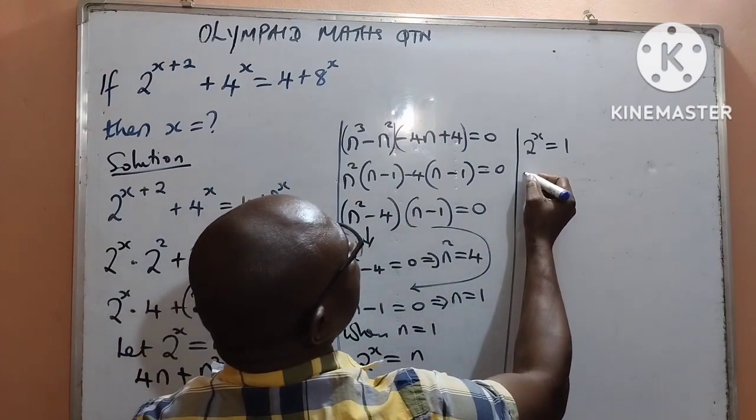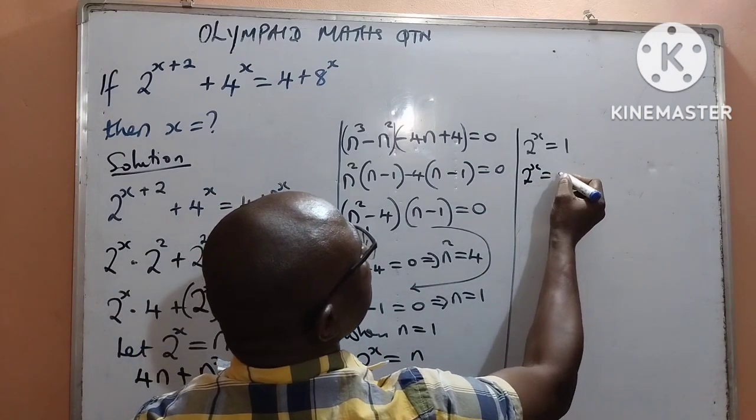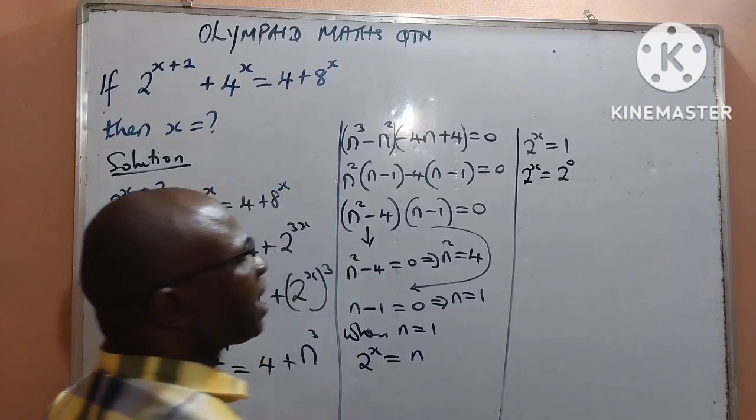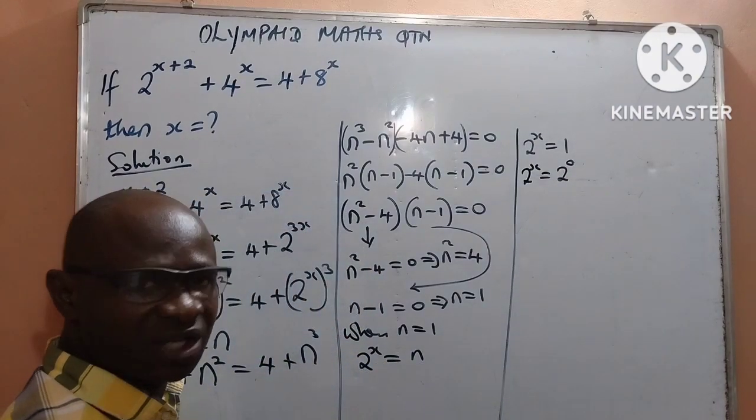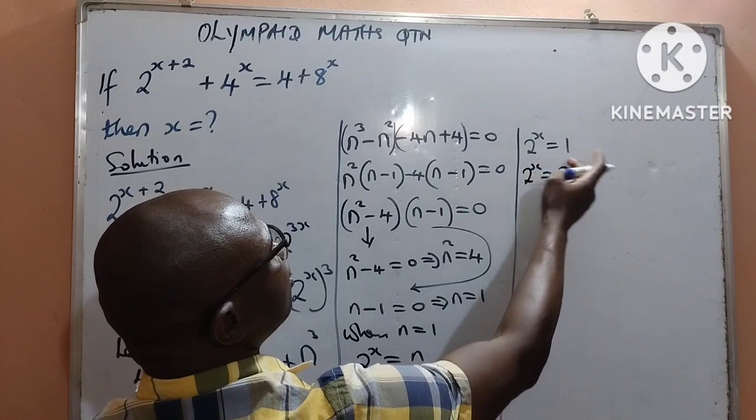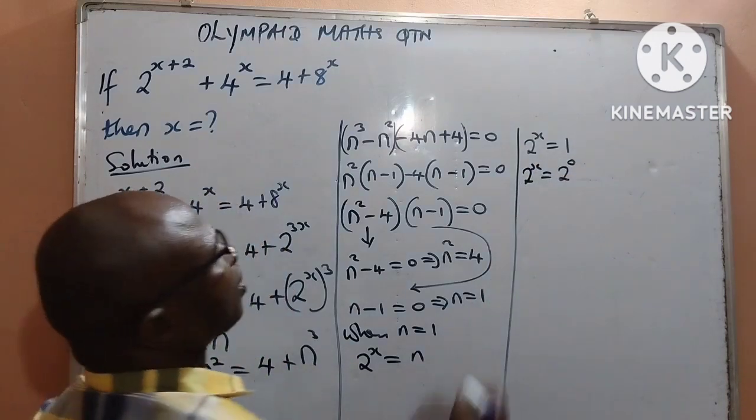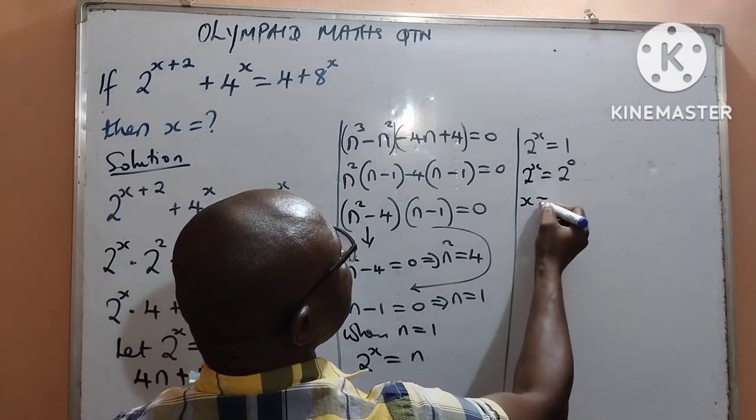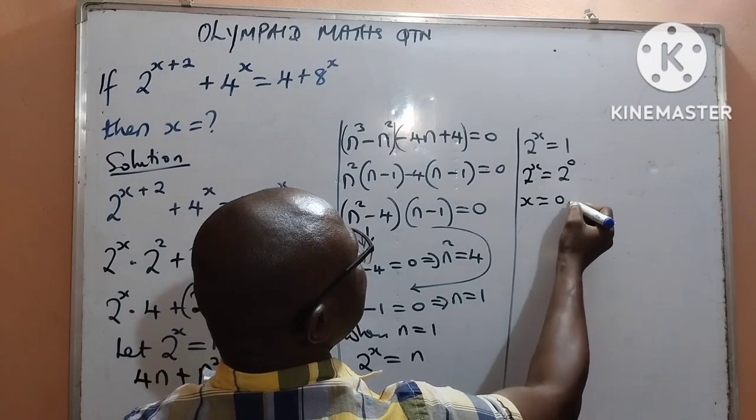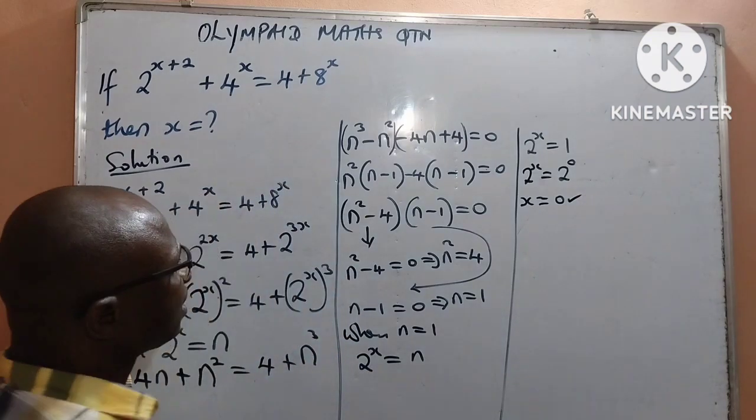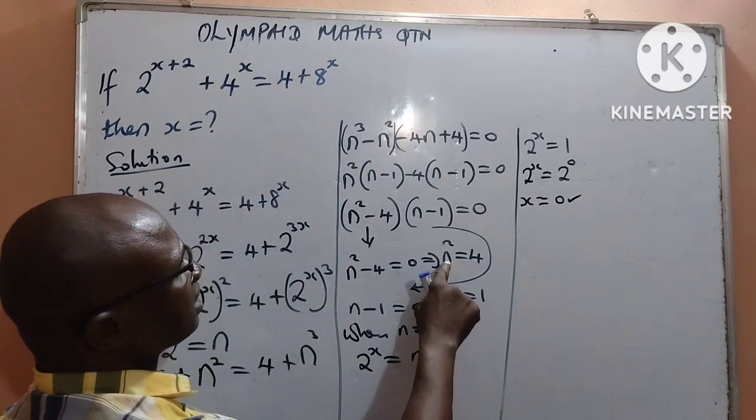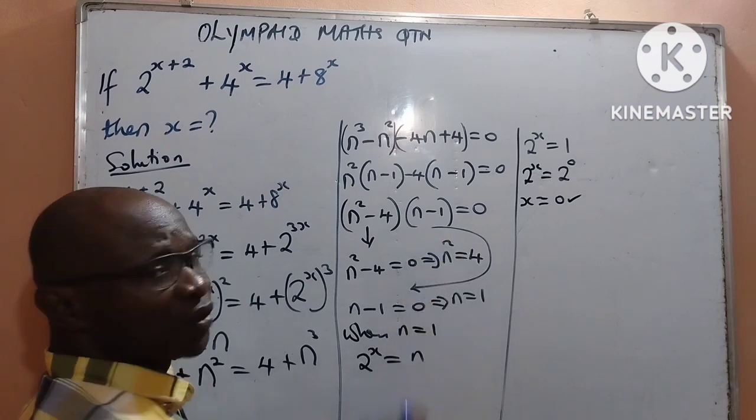And that will now be for me 2 to the power x is equal to 2 to the power 0. And according to the law of indices, when the bases are equal, the powers automatically become equal. Therefore, I can now say here that x is equal to 0. First answer. Then, I also got here that n to the power 2 is equal to 4.